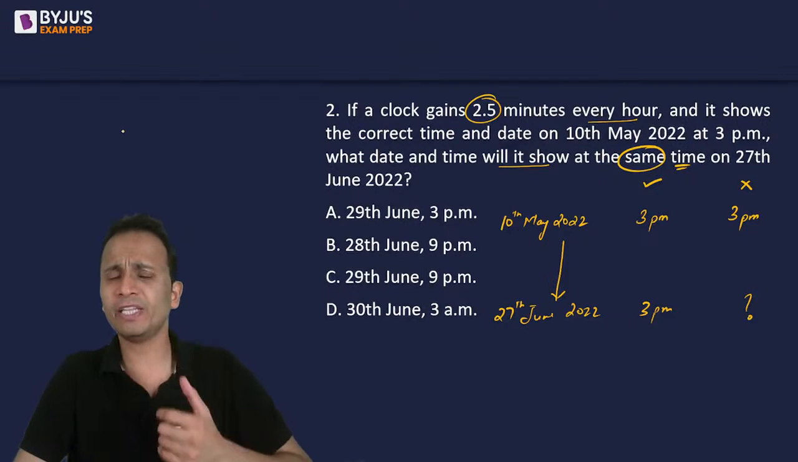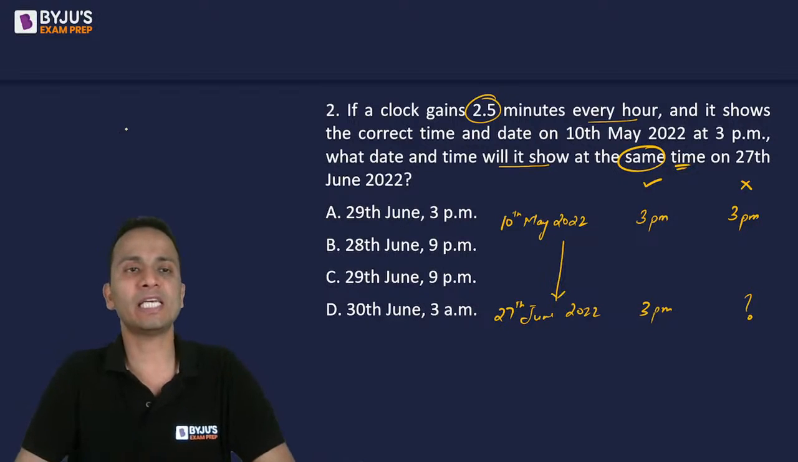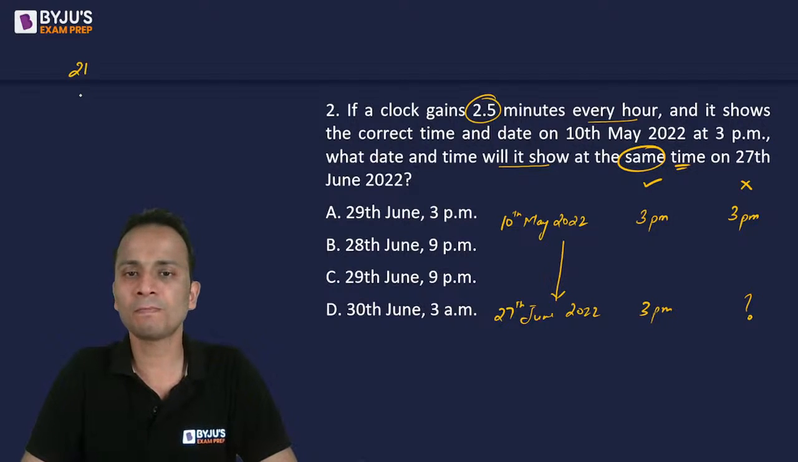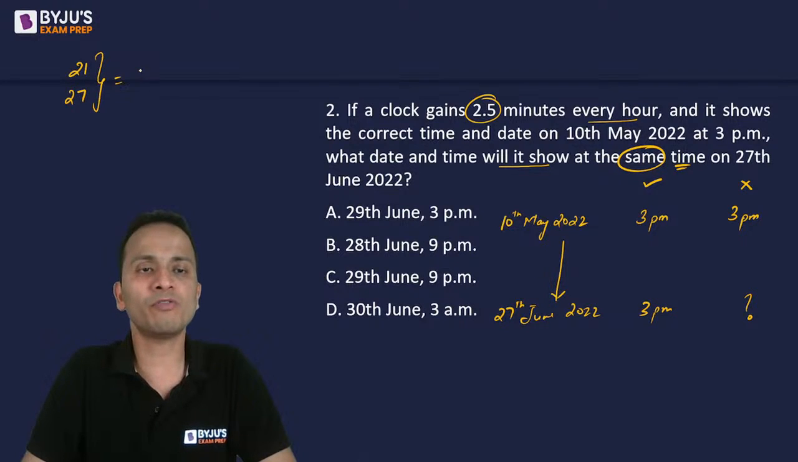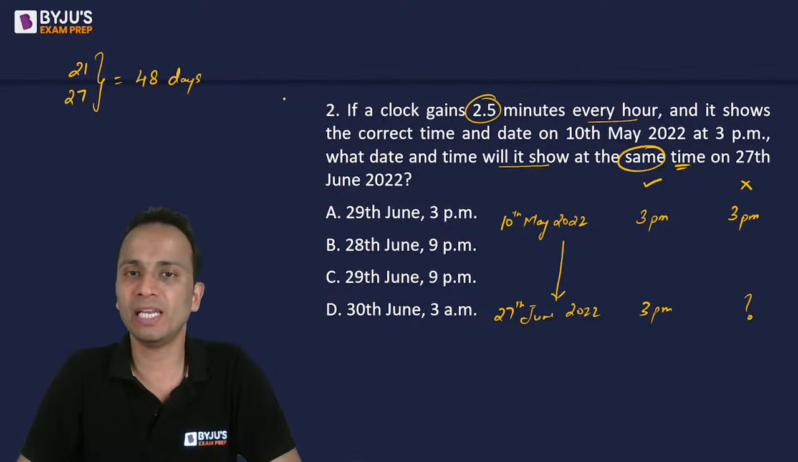In the month of May, there are a total of 31 days, out of which 10 days have elapsed. So for the month of May, 21 days are remaining, and for the month of June, 27 days. So the total number of days is 48. All right, precisely 48 days have elapsed.